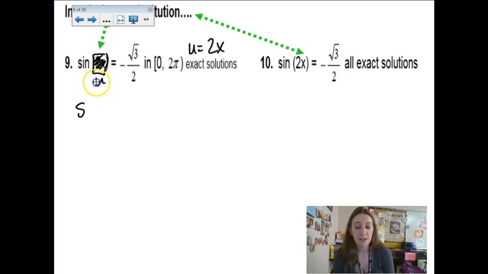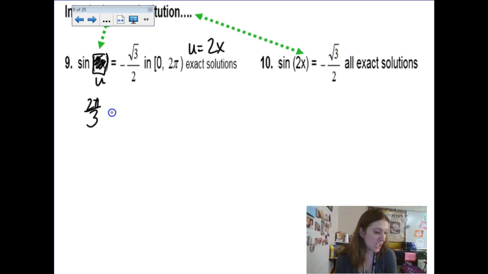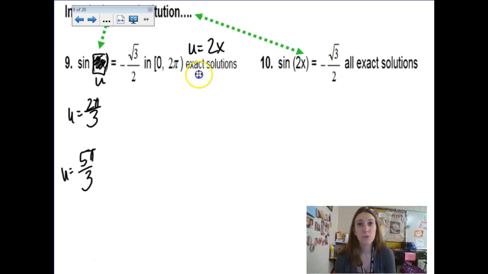So when I figure out where the sine function is negative square root of 3 over 2 within 0 to 2 pi, I look at my unit circle, and I find the answer to be, I'm going to cheat for a minute, 2 pi over 3 and 5 pi over 3, right? So this is what's kind of confusing. Because this is u, we actually have to do this question first, where we have to find all solutions. So do that for me, please.